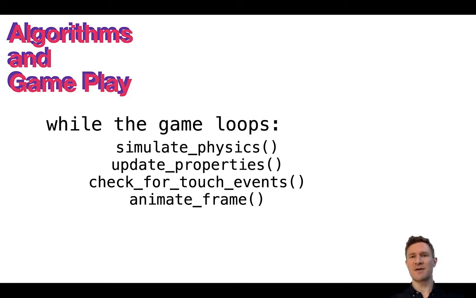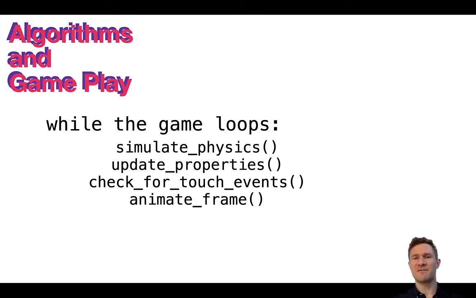You want to check for events. And specifically for our games, you're looking for touch events. Is the user touching the screen? Has the user released a finger from the screen? Is the user moving a finger around on the screen? So look for those things and animate the frame. With all of those things happening, actually draw everything on the screen the way it should appear to the user before looping to the next frame.